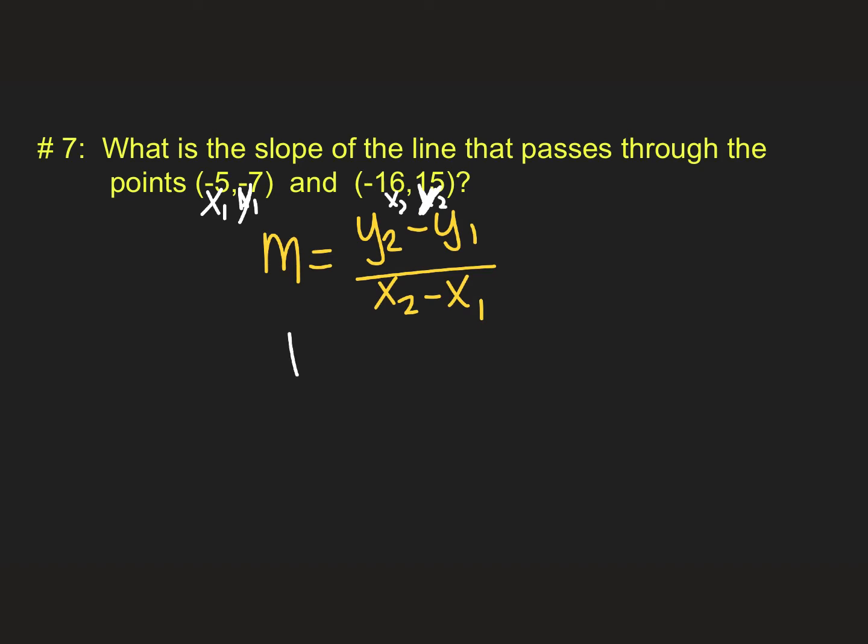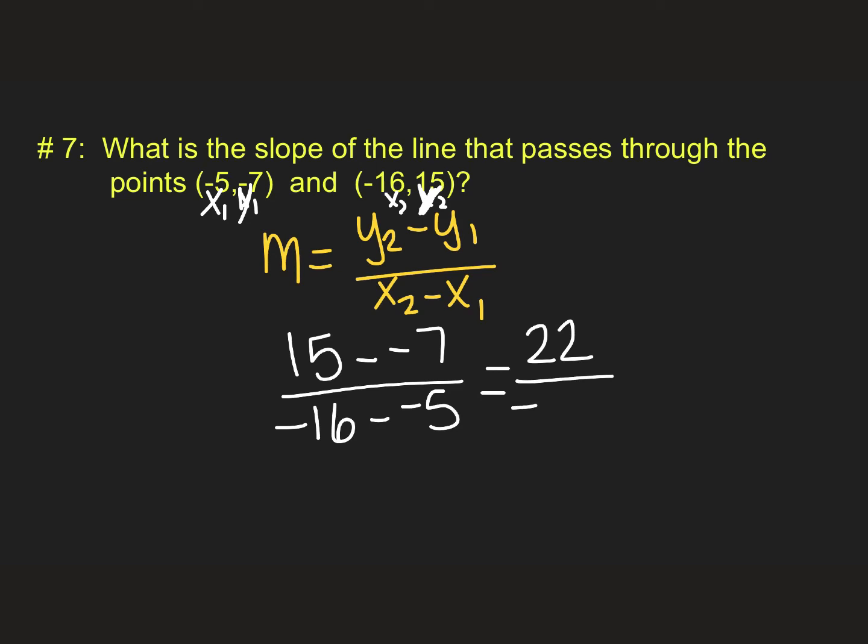Okay, so y2 minus y1 over x2 minus x1. I know we have a lot of double negatives, so double negatives become a positive. 15 plus 7, and then negative 16 plus 5. We do want to reduce this. 22 divided by negative 11 is negative 2. Okay. That's it.